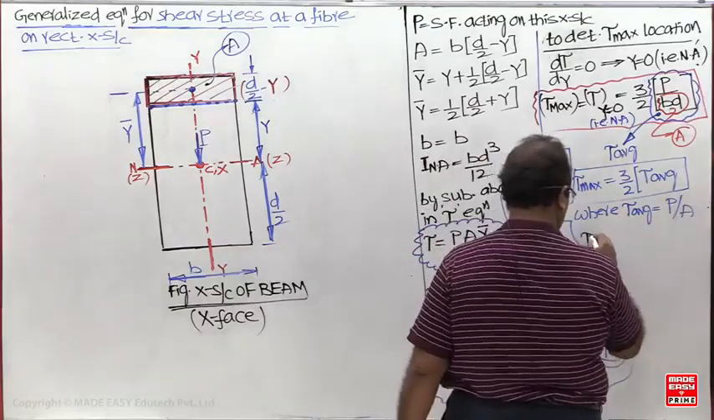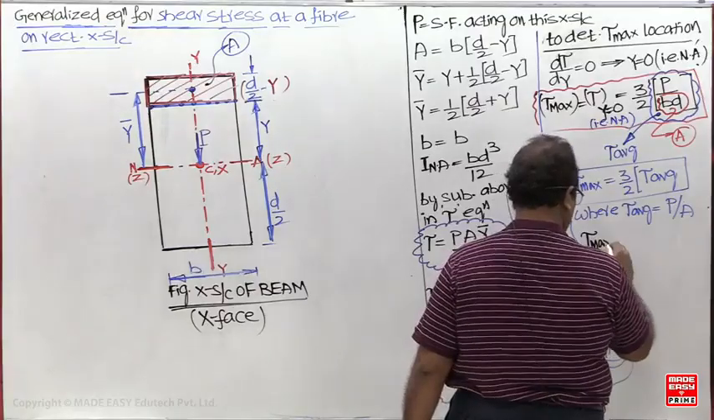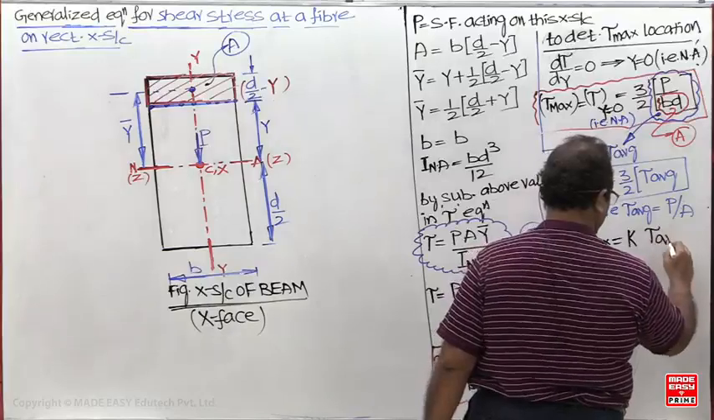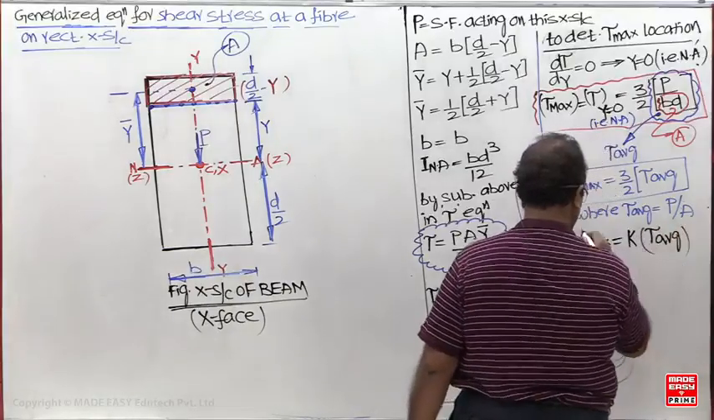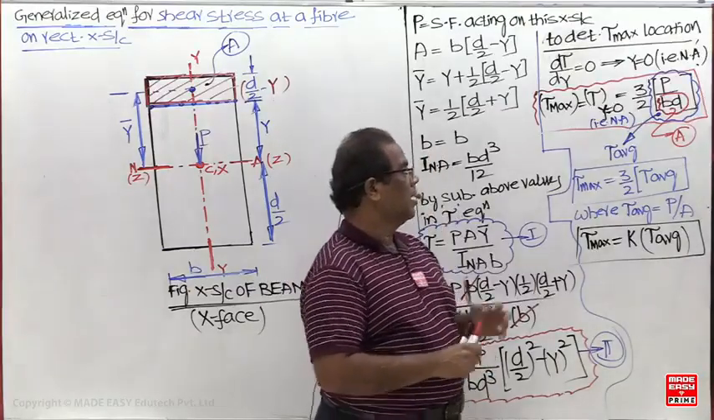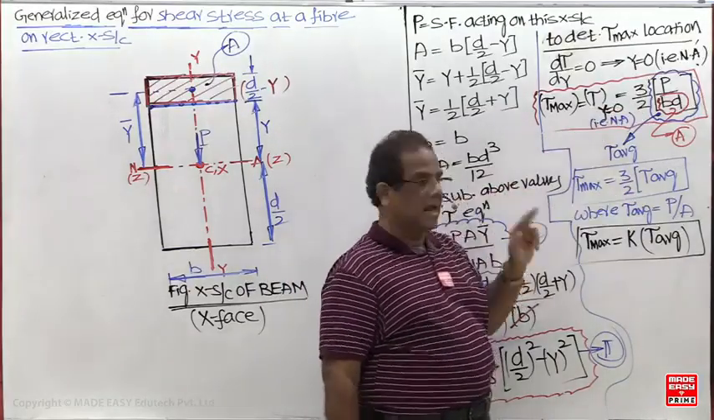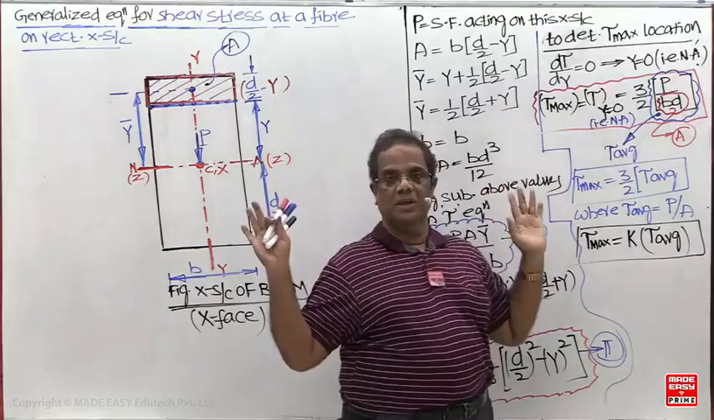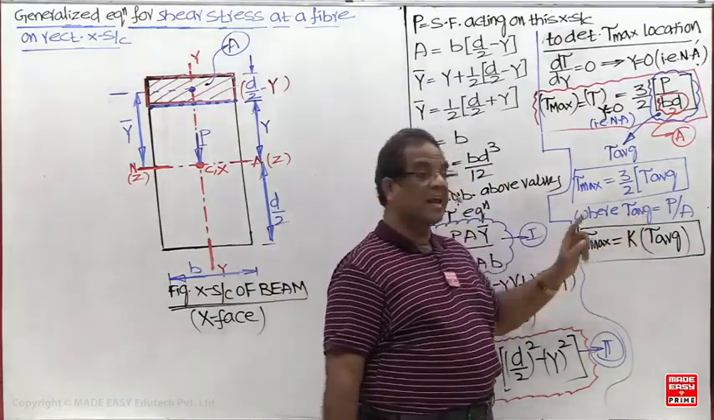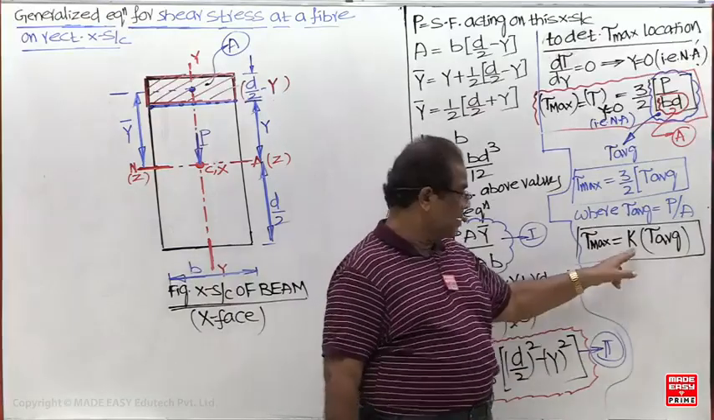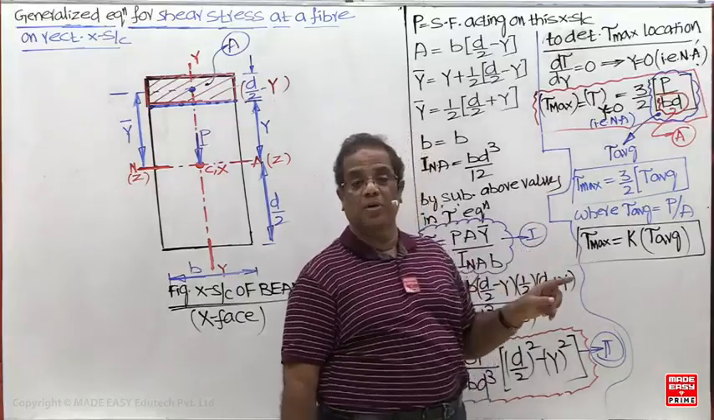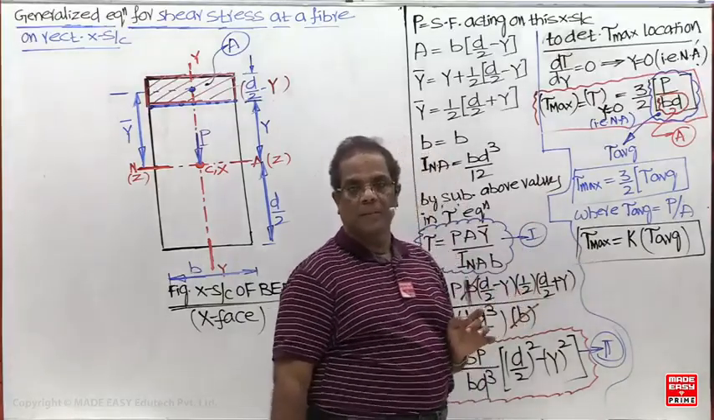This is for rectangular. This is valid for rectangular. Now this is valid for any cross section. Only the k value should be remembered. Circular, k equal to 4 by 3. If you remember the k value, you can directly give the answer. Almost 4 or 5 questions are directly based upon this in the engineering services workbook.